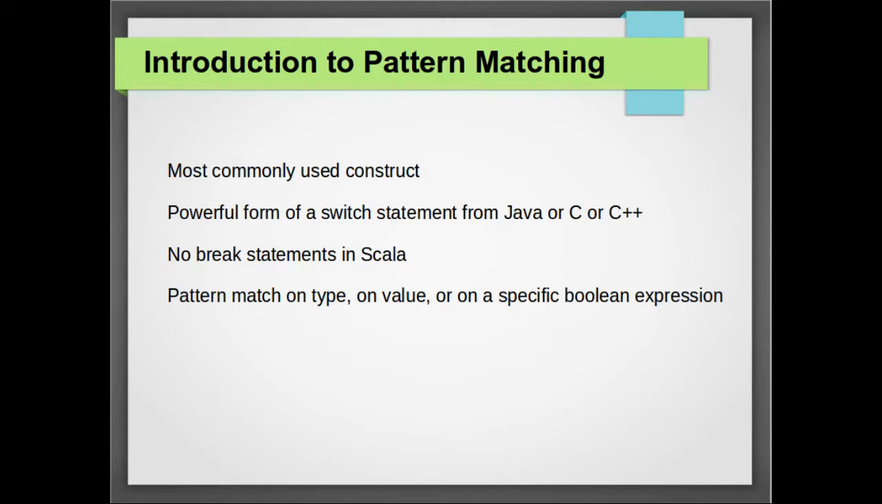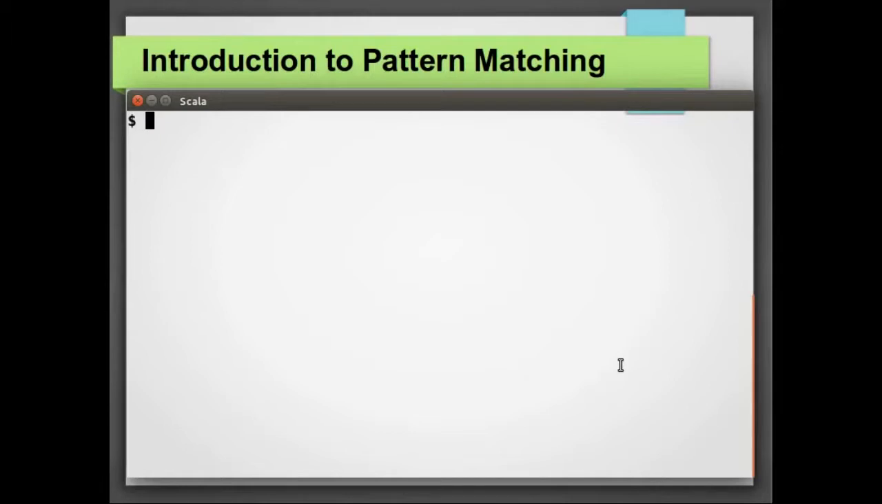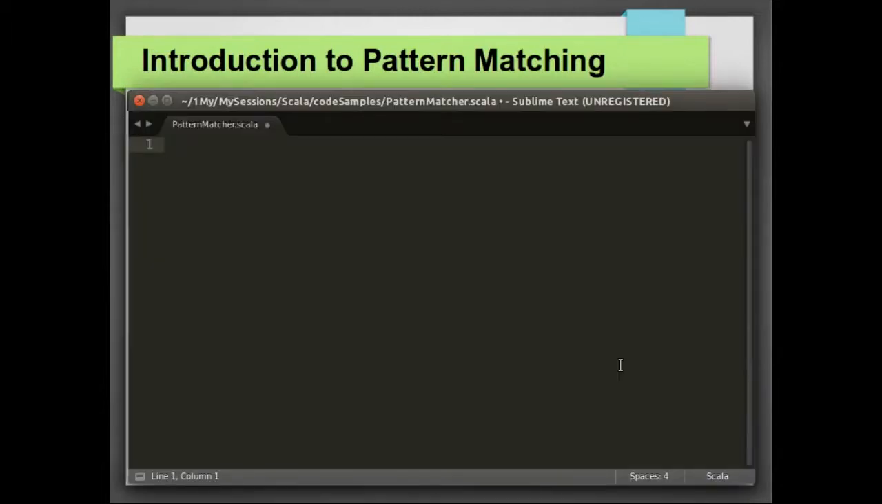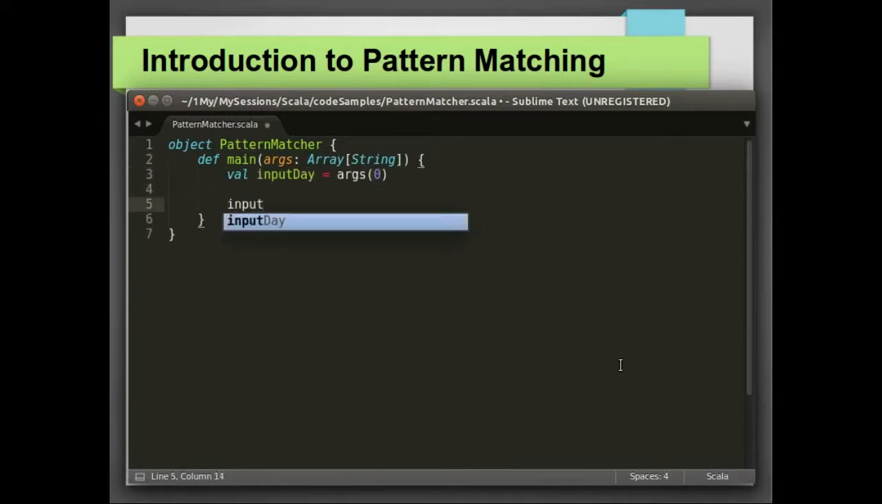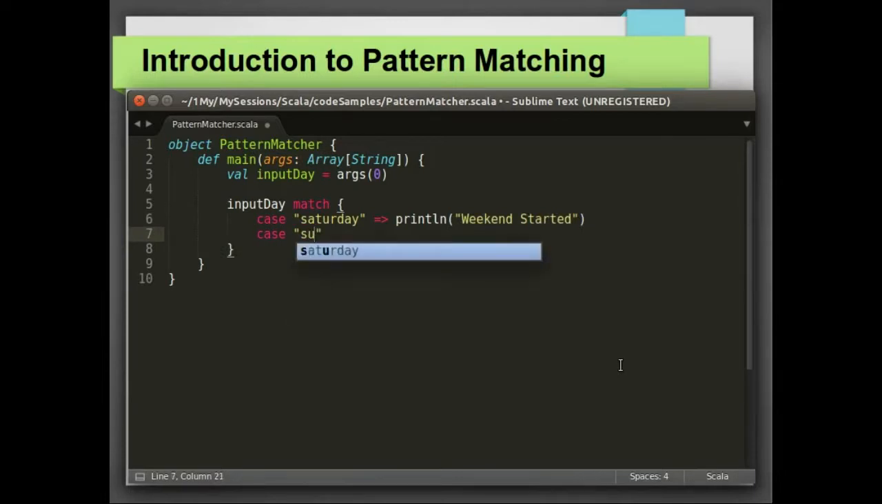We will write a small program to show pattern match in action. Let's start by creating a pattern matcher object. In the main method, we will fetch the first element of the incoming arguments and assign it to a val input day. We will write a pattern match on input day to print a message. Depending on what the day of the week is, if the day of the week is Saturday, then our match expression will print weekend started. If it's Sunday, it will print the message still a weekend.